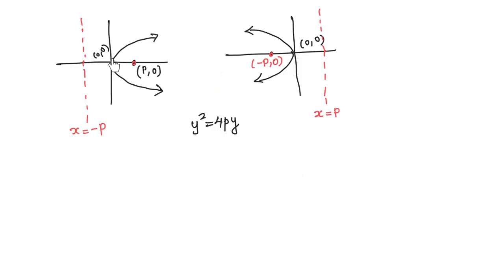If the graph opens to the right side, the vertex is at (0, 0) and the focus will be inside this. So this distance is p. So the focus is (p, 0), because this is on the x-axis.